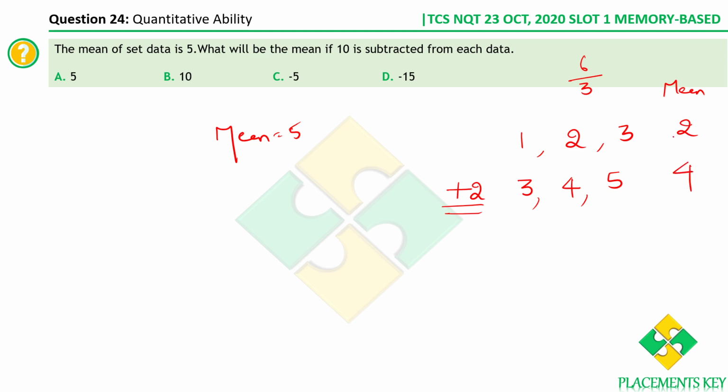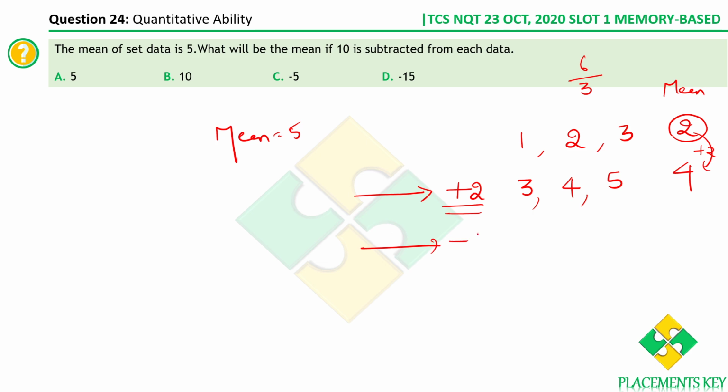If you carefully observe what is happening, when each of the values has increased by 2, the mean also increased by 2. It was 2, now it is 2 plus 2, that is 4. So if each of the individual values is increased by 2, the mean is also increased by 2. Let me take one more example.